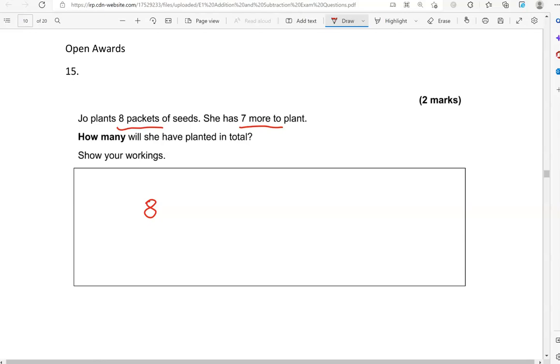So if I add 2 more, that takes me to 10. So I have 5 more to go. So if I add another 5, that takes me to 15. So the answer is 15.